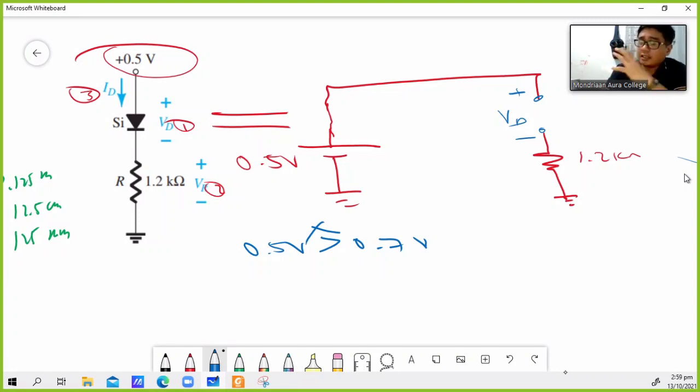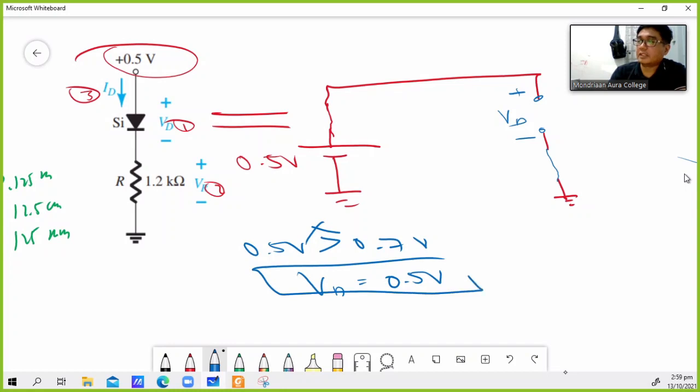Since it is considered as an open circuit, kahit na positive ang anode with respect to the cathode, hindi naman umabot sa threshold voltage. So hindi siya naka-forward bias. That's why ang equivalent circuit ng ating 1.2 kilo ohm resistor is a short circuit. So parang wire din siya. So this is similar doon sa previous example natin. Therefore, V sub D is equal to 0.5 volts. Okay? V sub R is equal to 0 volts.